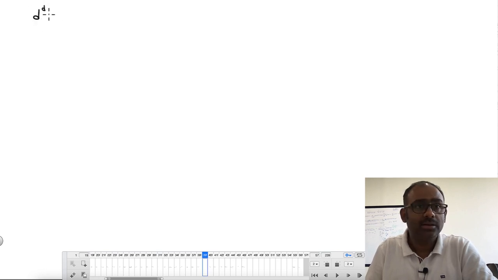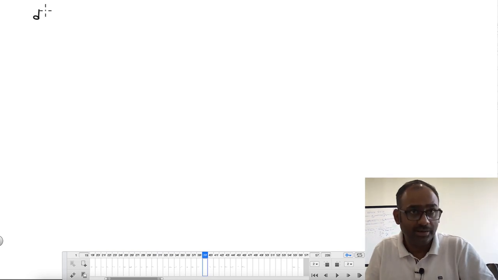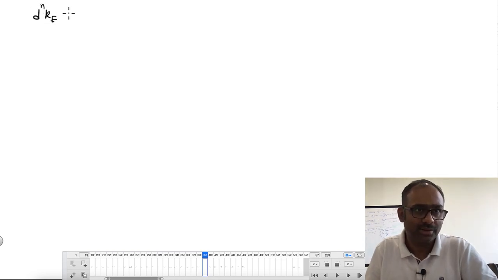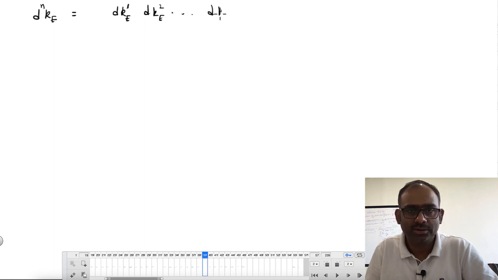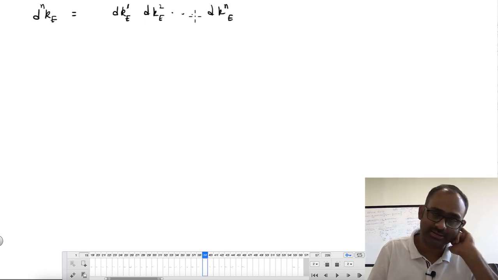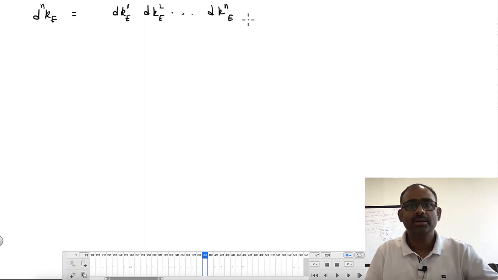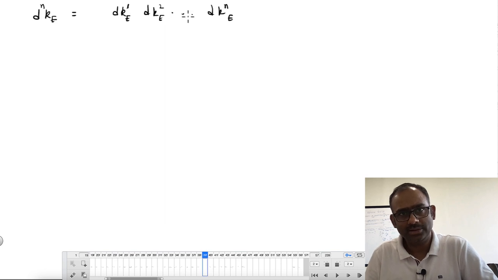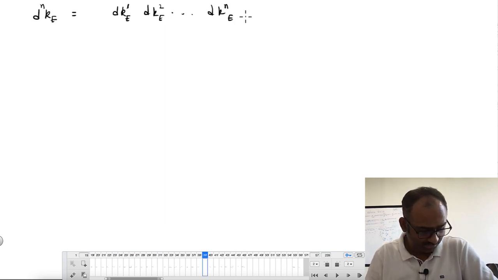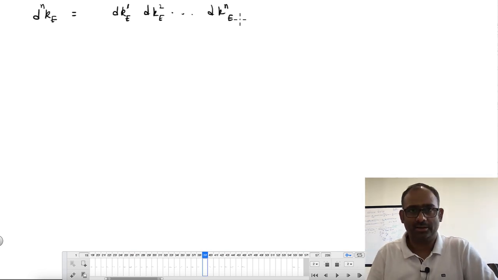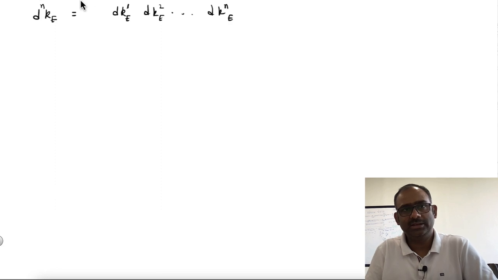So we had d^n k Euclidean, in n dimensions. This is dk Euclidean 1, dk Euclidean 2, and so forth up to dk Euclidean n. So this is n dimensional. You have n variables, k_E1, k_E2, and so forth up to k_En. We want to use spherical coordinates, because most of these integrals have no dependence on angle, they only care about the magnitude of k.